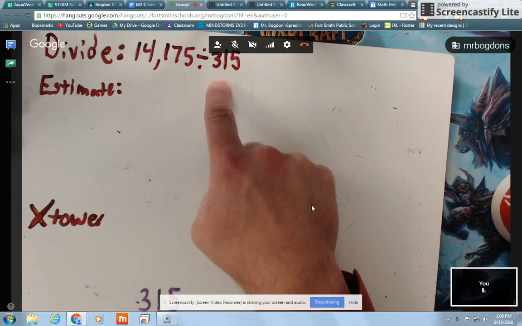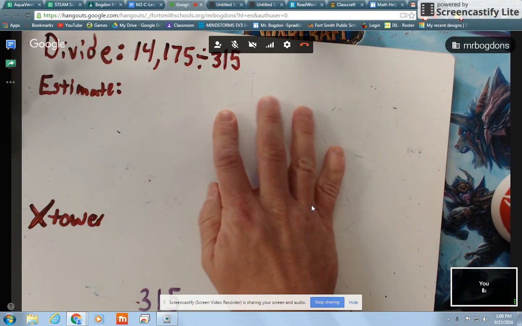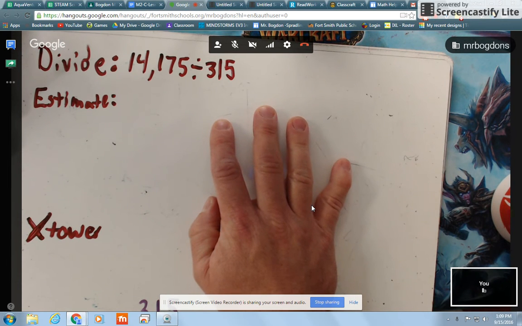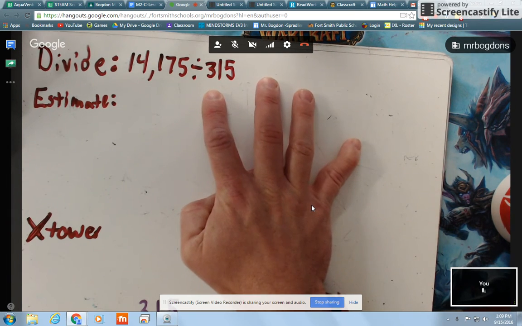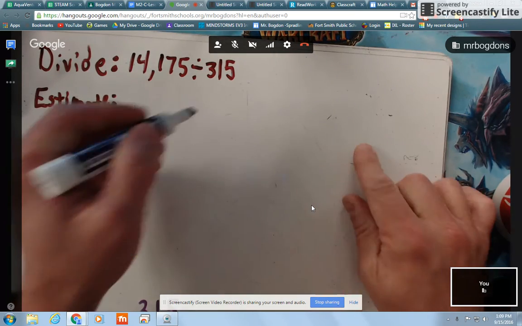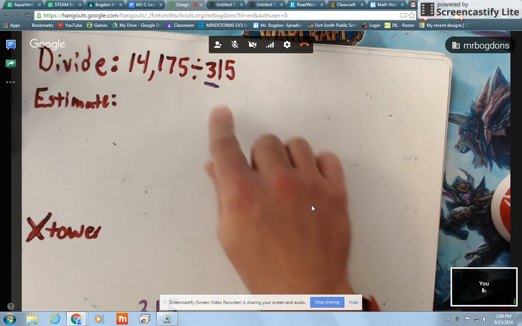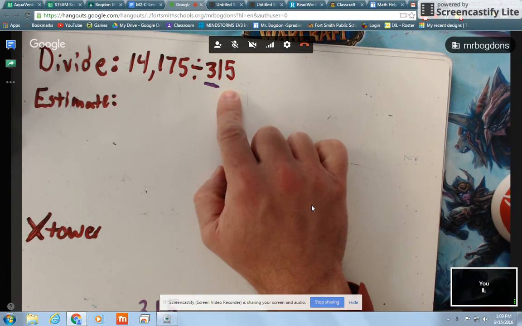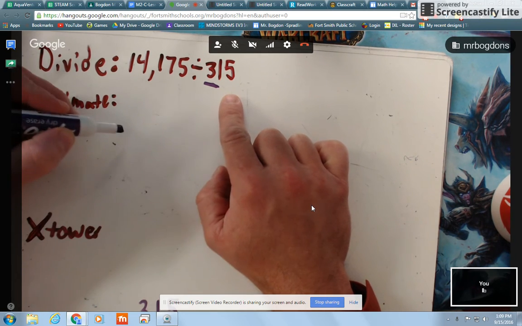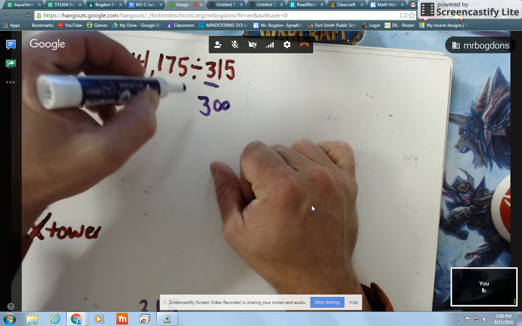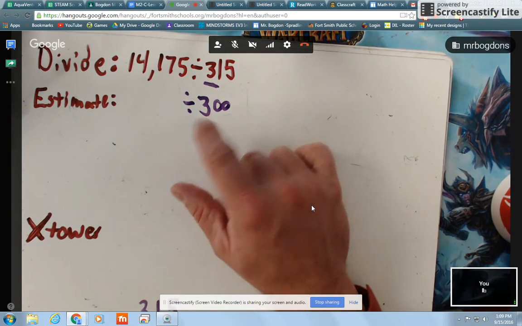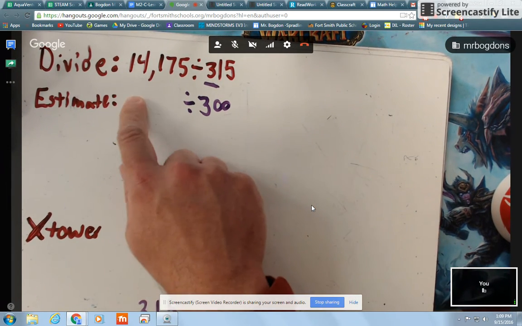I like looking at the divisor first. What's the most important number in 315? The 300, because it's the biggest piece of that number. It's most representative of the whole. So looking at 315, is that closer to 300 or 400? It's way closer to 300. Because I look at the 1, it's 4 less, I'm going to leave the 3. Keep it 3.